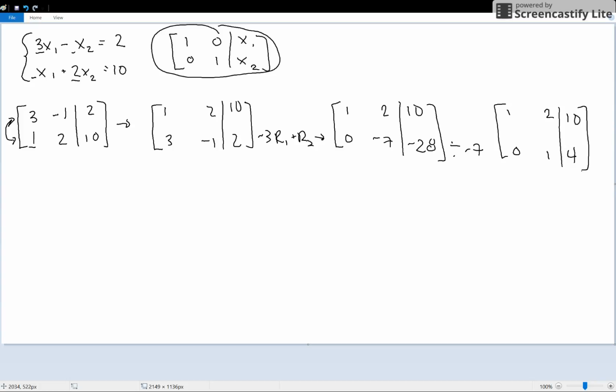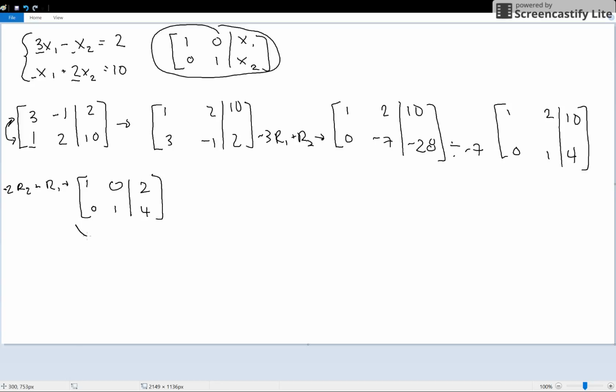So now we're going to multiply R2, or -2R2, plus R1 goes into R1. So this 1 will remain, because 2 times 0 is 0, and then -2 times 1 plus 2 is 0. -2 times 4 is -8, plus 10 is 2. And then this row stays the same.